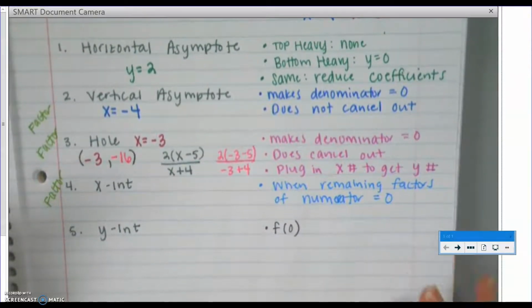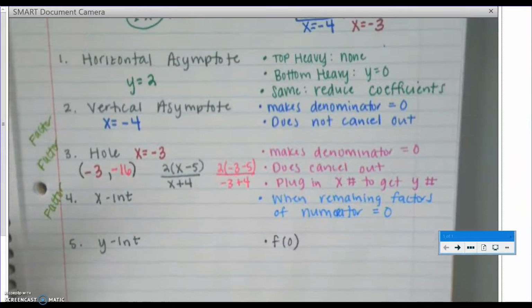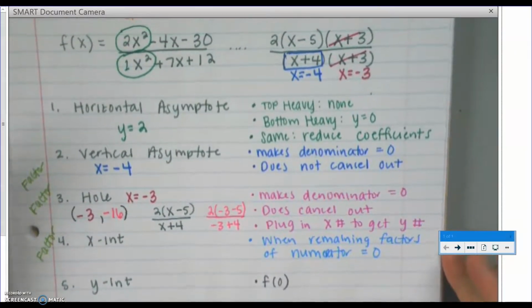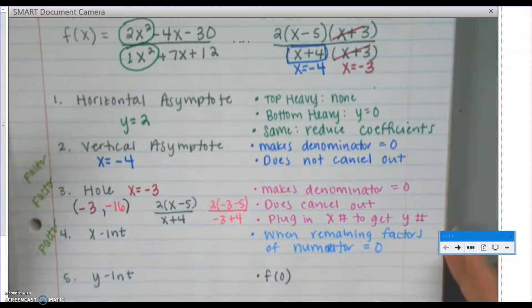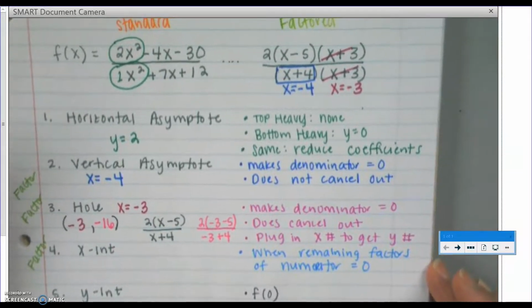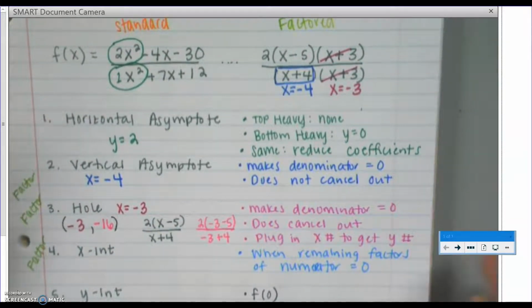All right, the x-intercepts are whatever factors are remaining in the numerator. We set those factors equal to 0. And so there can be more than one. It's possible to have more than one x-intercept. Now, it's also possible to have no x-intercept. So keep that in mind too. There's no rule for how many of each of these things there's supposed to be.